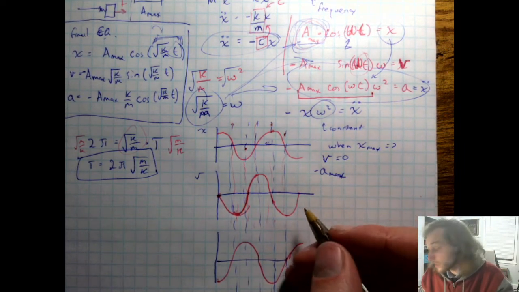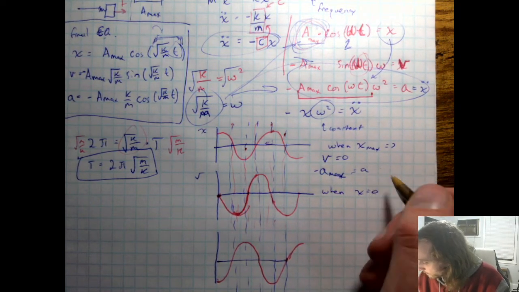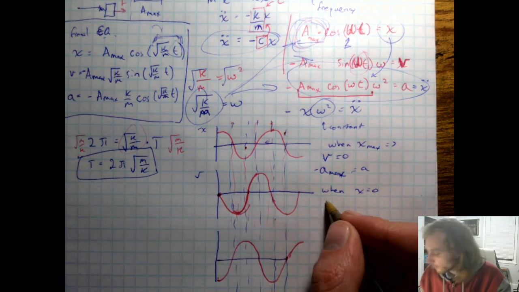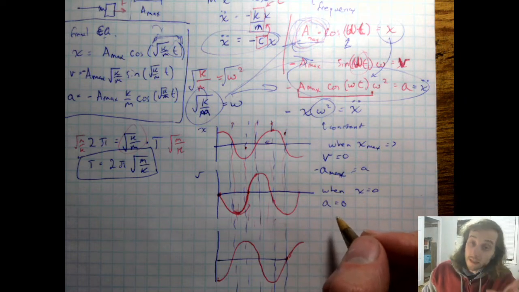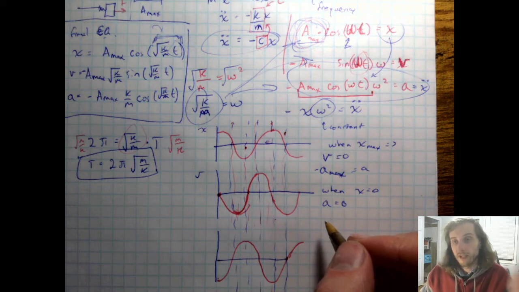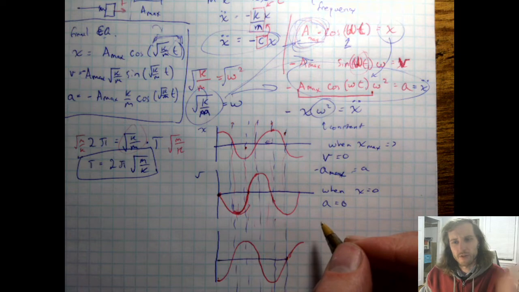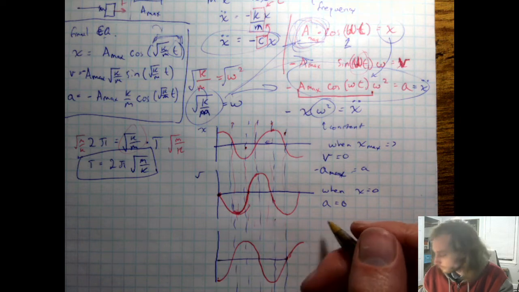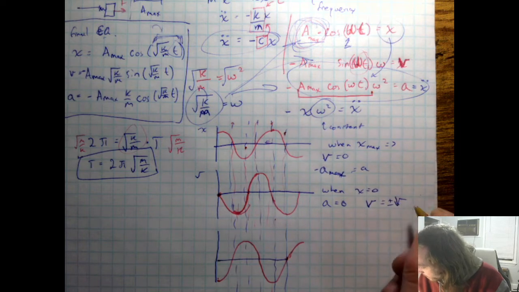Meanwhile, when our x is at 0, our acceleration will also be at 0, but our velocity will be such that it'll either be at its positive maximum value if it's going from the left to the right, or its negative maximum value if it's going from the right to the left. Which I know I just did the same hand motion twice. I realized that the camera's flipped after I did it the first time. So our velocity will be its plus or minus of its maximum.